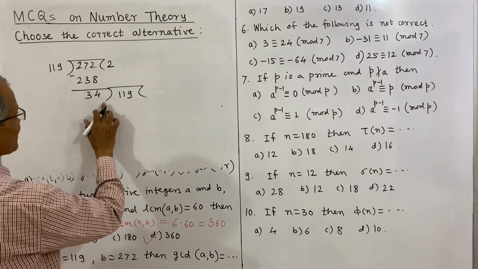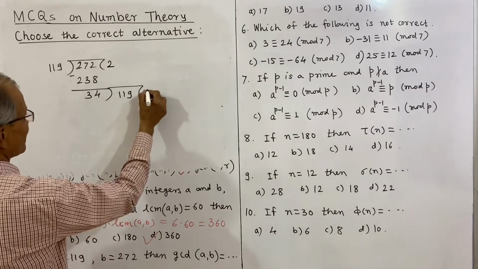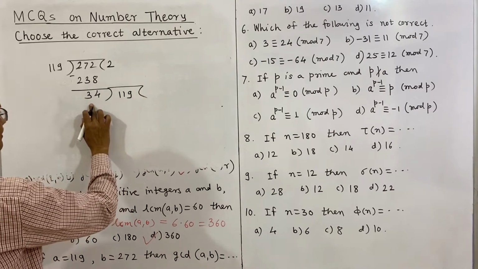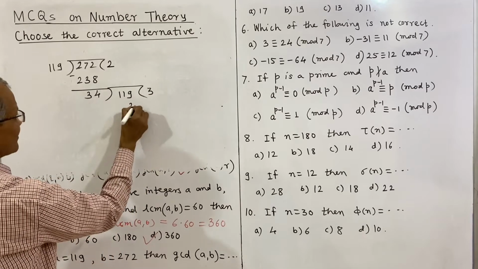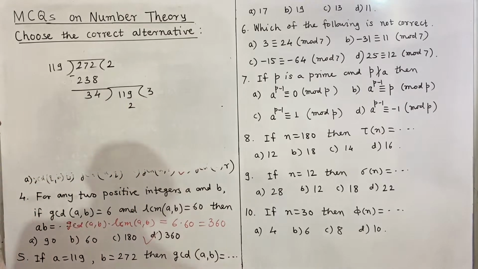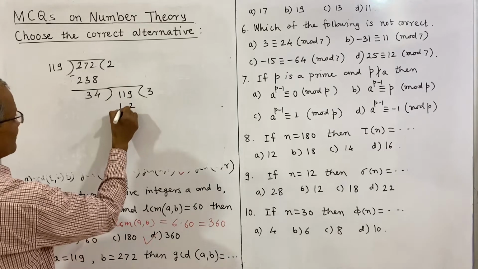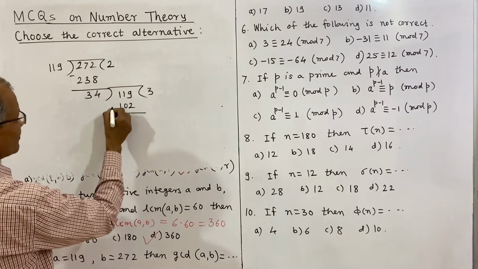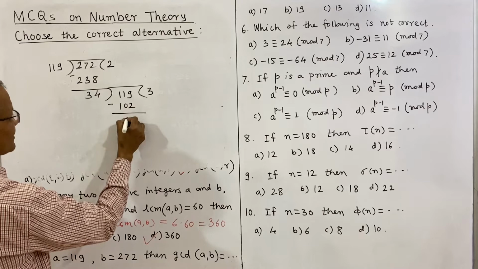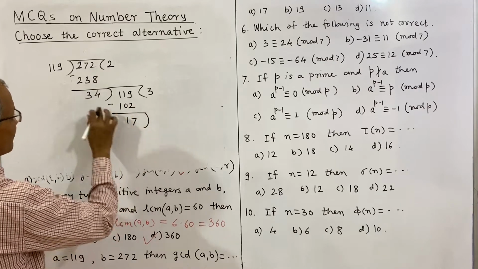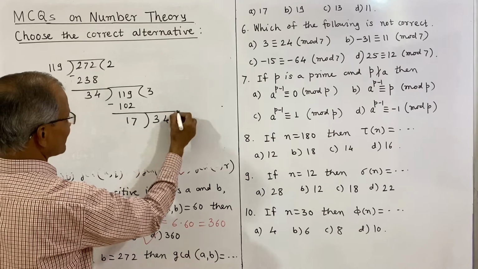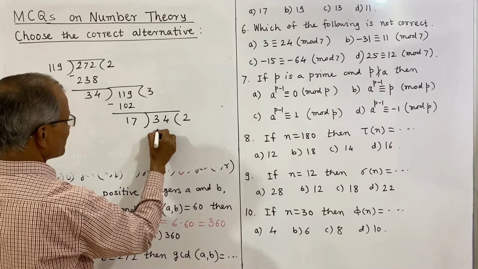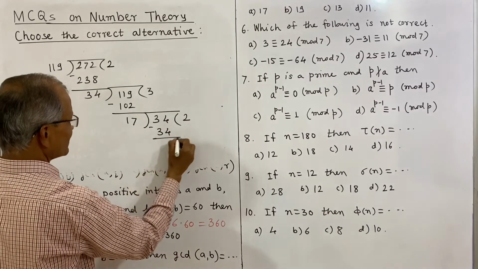So here the quotient will be 3, and then the product of 34 into 3 is 102, and the subtraction is 17. Again we take 34 here and divide 34 by 17. The quotient is 2, and now the remainder is 0.